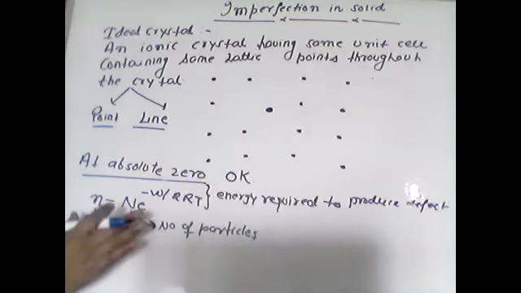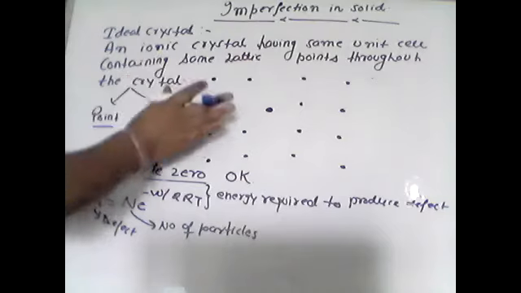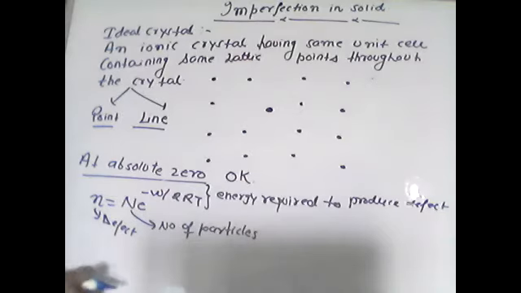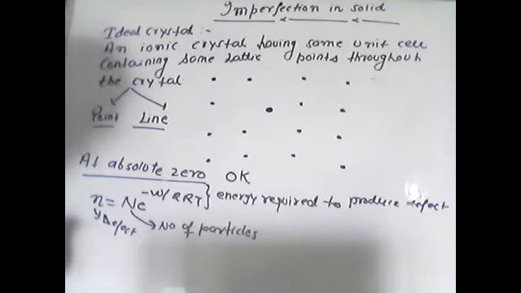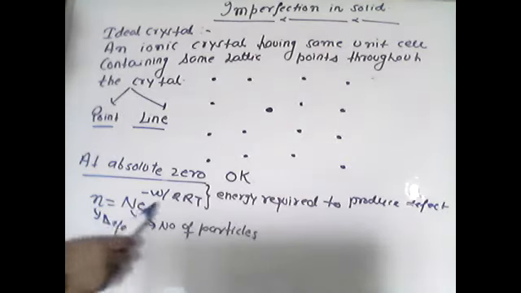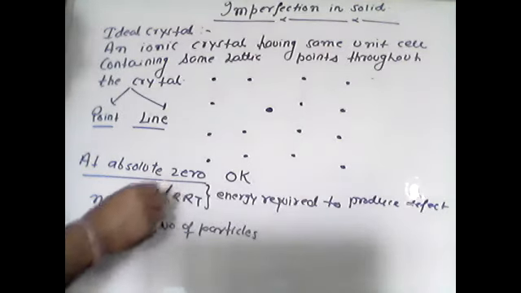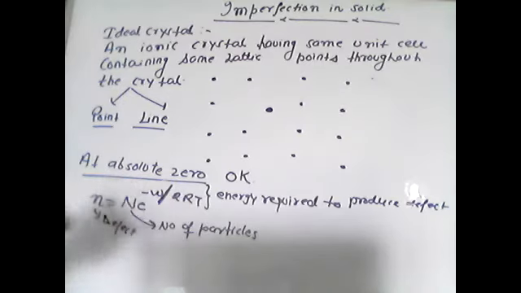You need not prepare this formula. Your main focus should be on this part only, that is point defect and line defect. Small n is the number of defects. You can get it very easily. The number of defects that are created is exponential to the temperature. As temperature increases, the number of defects will keep on increasing.